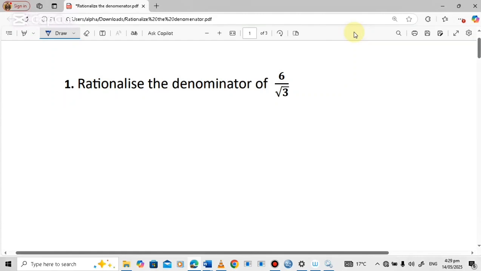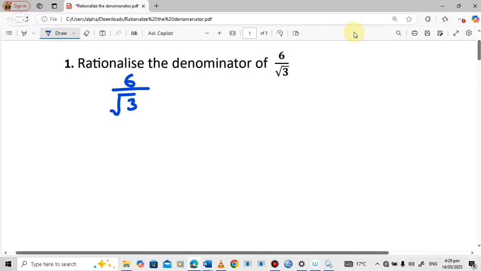So the first question says, rationalize the denominator of 6 over the square root of 3. So first let's rewrite this question. So 6 over the square root of 3. Now, what do they mean when they say rationalize?